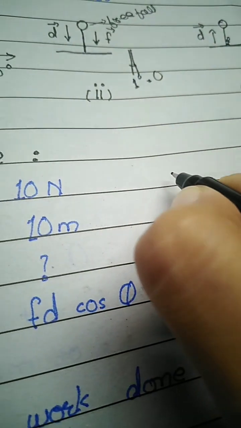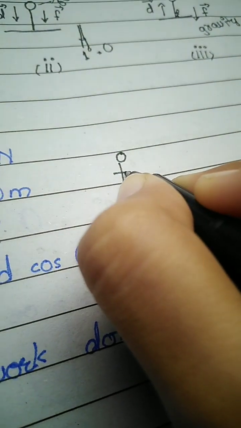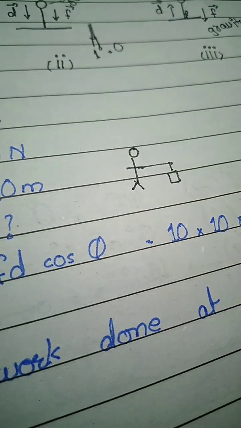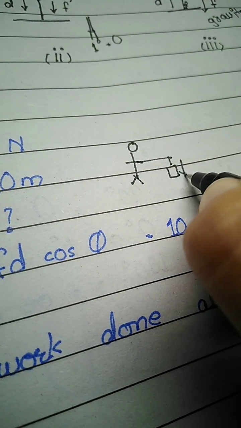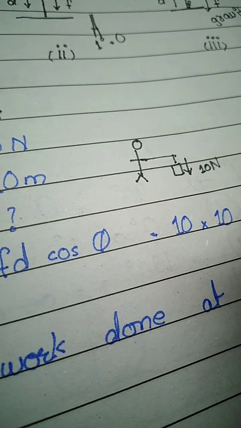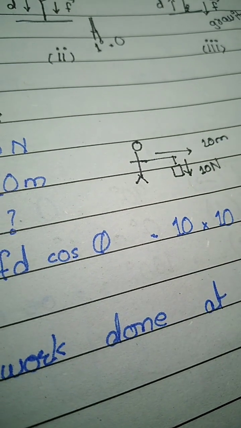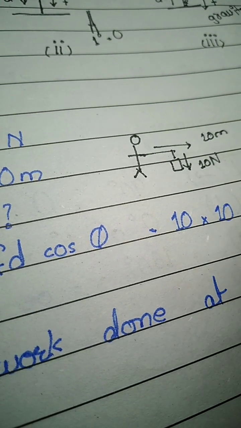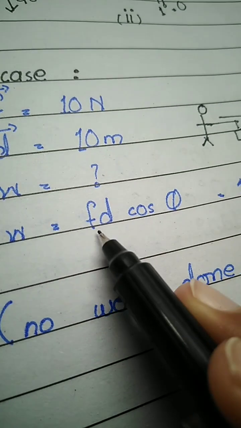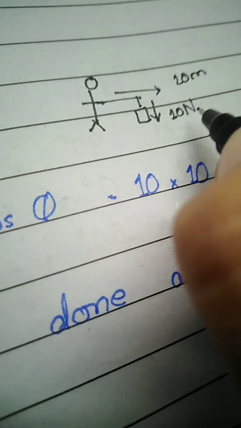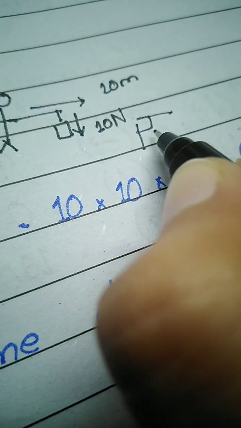First we're going to talk about the first case. As I said, a person is carrying a bag. Now he's carrying the bag and its force is 10 Newton. The distance the person covers is also 10 meter. So what will be the work done here? Now we know the formula of work done, F into D cos theta. Now as I told you, this will be the direction or the angle of that.